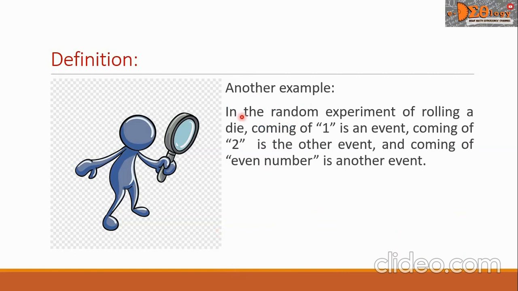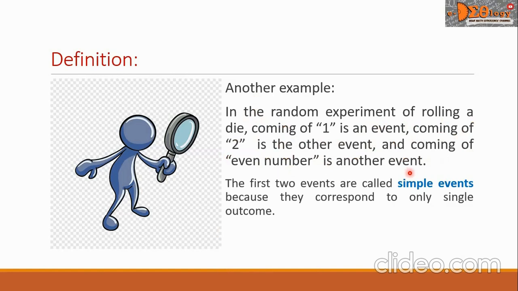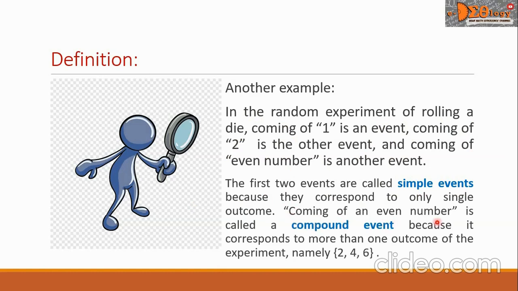Another example, in the random experiment of rolling a die, coming of one is an event. Coming of two is the other event. And coming of an even number is another event. The first two events are called simple events because they correspond to only a single outcome. Coming of an even number is called a compound event because it corresponds to more than one outcome of the experiment, namely 2, 4, and 6.